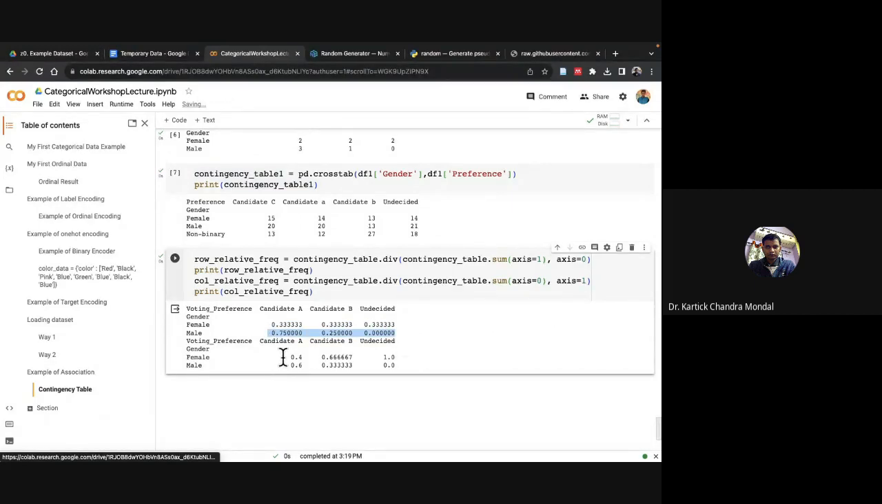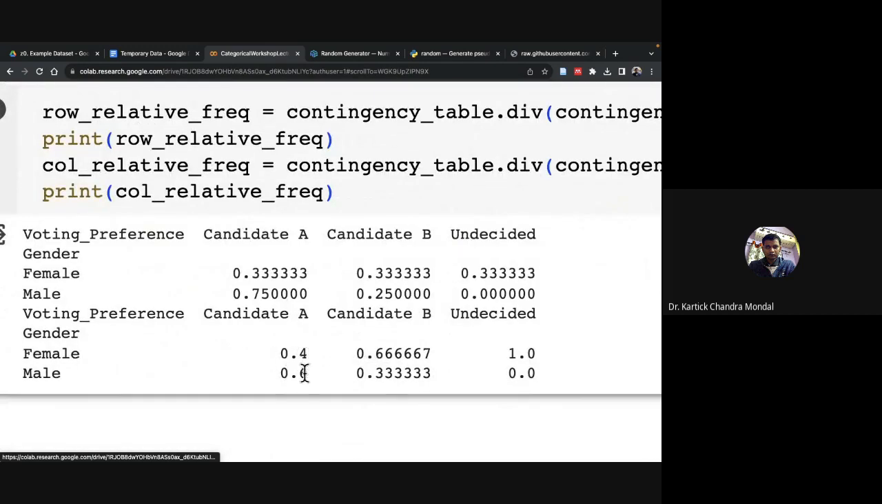Okay, and similarly in the case of column, if you do the sum of these two values, 0.4 and 0.6, this is 1, or 100%. If you make a percentage and do the sum, you will get 100% here and 100% here. So when you get 100% as per column, it is called a column-wise relative frequency table. If you get 100% based on the rows, then it is called a row-wise relative frequency table.